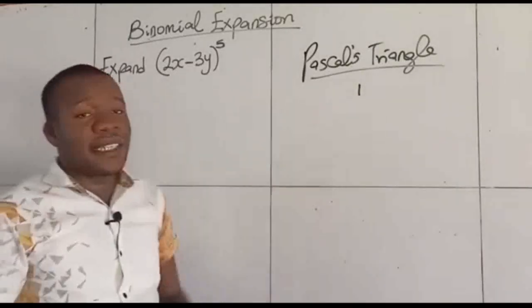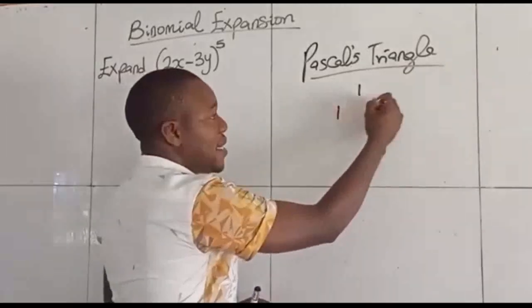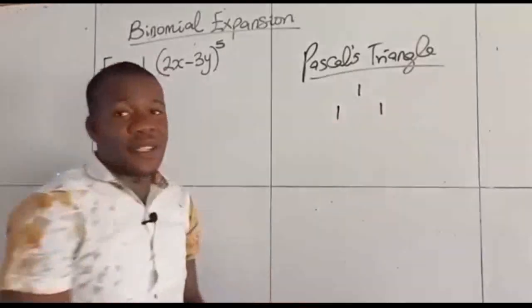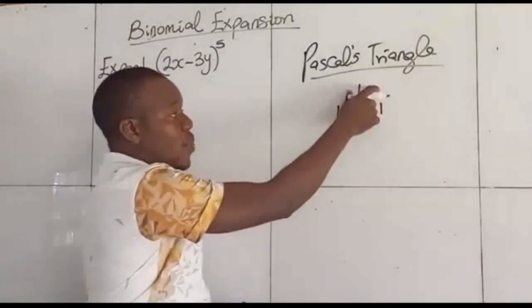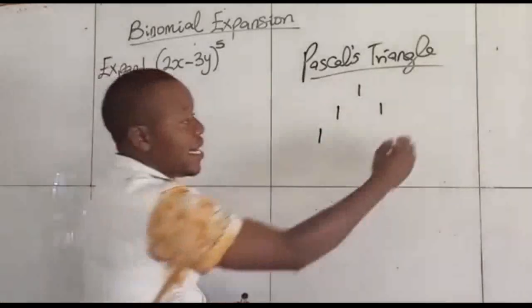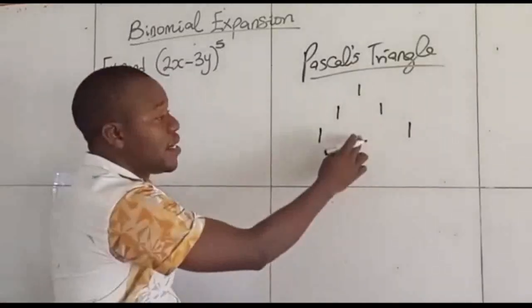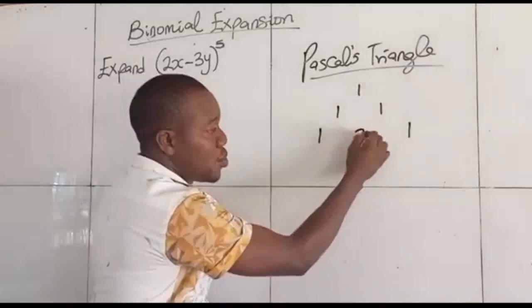So we have 1 at the first level. At the second level, we have 1 and it ends with 1, forming a triangle. You can see the shape of a triangle. Then the next level, we are going to have 3 numbers. Here there is 1, here there is 2. We are going to have 3, but it must start with 1 and then end with 1. We need to find the number here. To get the number here, we simply add this and this. 1 plus 1, you have 2.